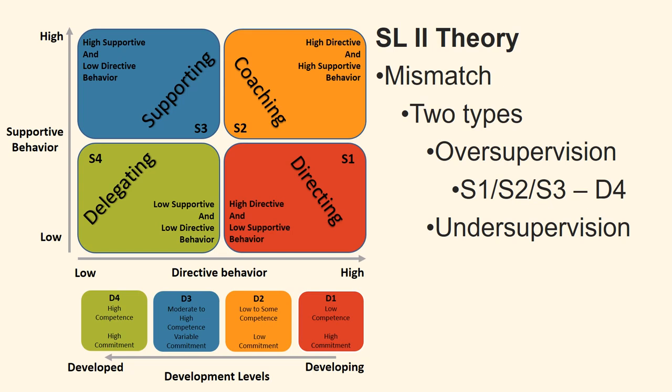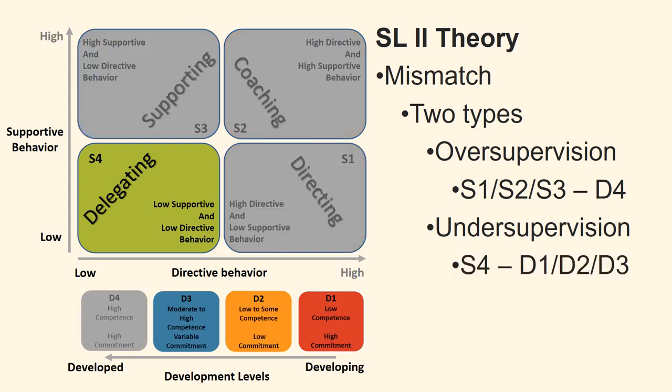The other is under supervision. Here, the leader will exhibit too little directive behaviour and supportive behaviour compared to the needs of the employee. An S4 leadership style toward an employee who is placed in either the D1, the D2 or the D3 development level is a case of under supervision.